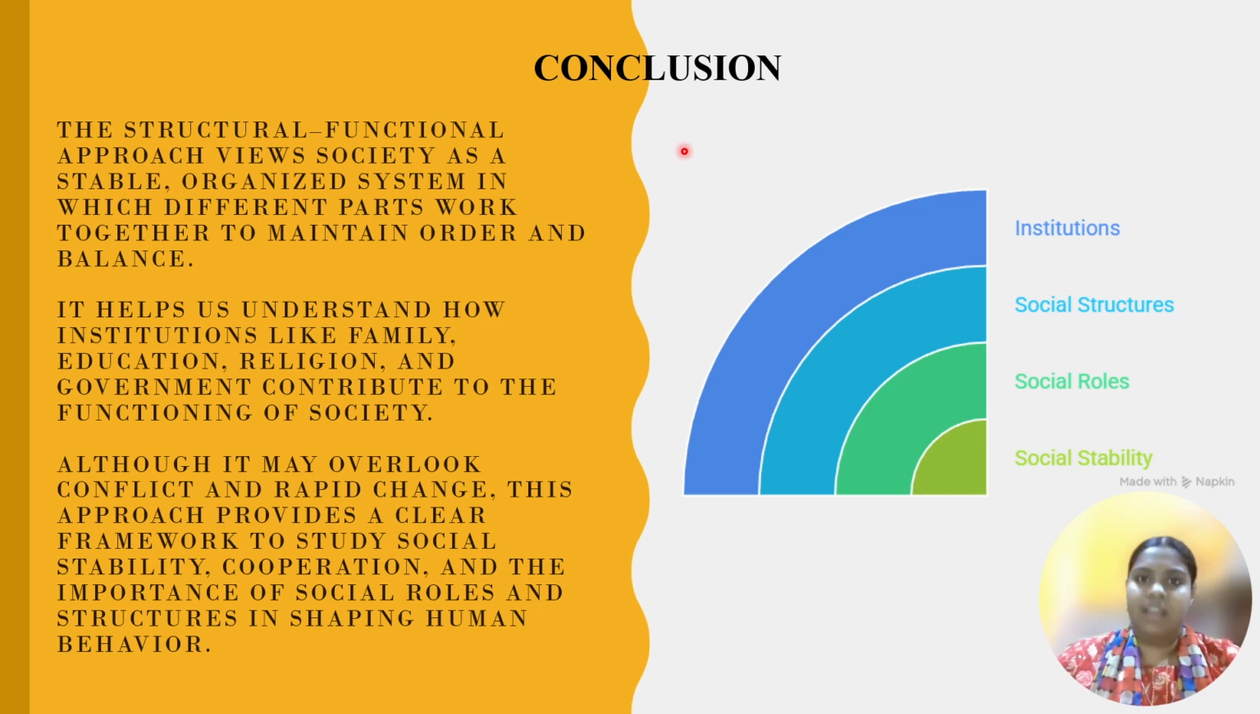Now, let us conclude the topic. The structural functional approach views society as a stable, organized system in which different parts work together to maintain order and balance. It also helps us to understand how institutions like family, education, religion, and government contribute to the functions of the society in order to maintain societal balance. Also, it may overlook conflict and rapid change. This framework provides a clear way to study social stability, cooperation, and the importance of social roles and structure in shaping human behavior.